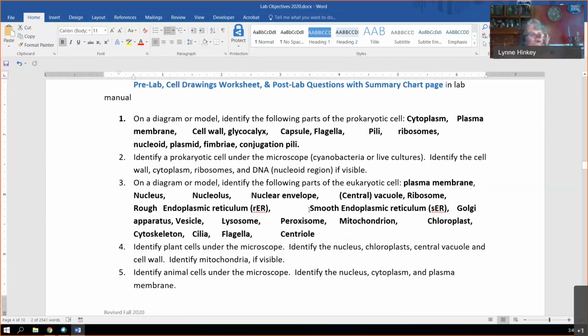Probably the two that people mix up the most are the smooth endoplasmic reticulum and the Golgi apparatus. Because the rough ER is the one that has bumps all over it from the ribosomes. So everybody's pretty good at recognizing that. But the smooth endoplasmic reticulum and the Golgi apparatus are both membrane-bound sacs that don't have ribosomes on them. So they're easy to confuse.